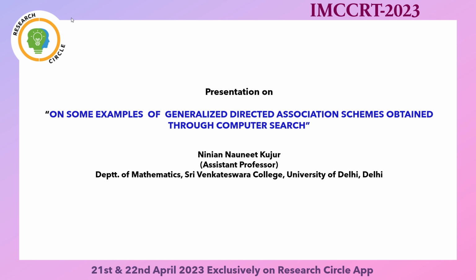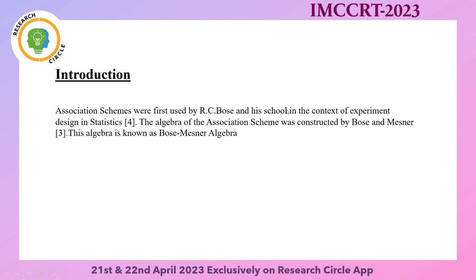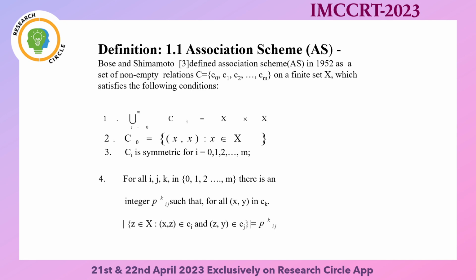The topic of my presentation is on some examples of generalized directed association schemes obtained through computer search. Let me first give a brief introduction to association schemes. Association schemes were first used by R.C. Bose and his school in the context of experimental design. The algebra of association scheme was constructed by Bose and Mesner and is known as Bose-Mesner algebra.